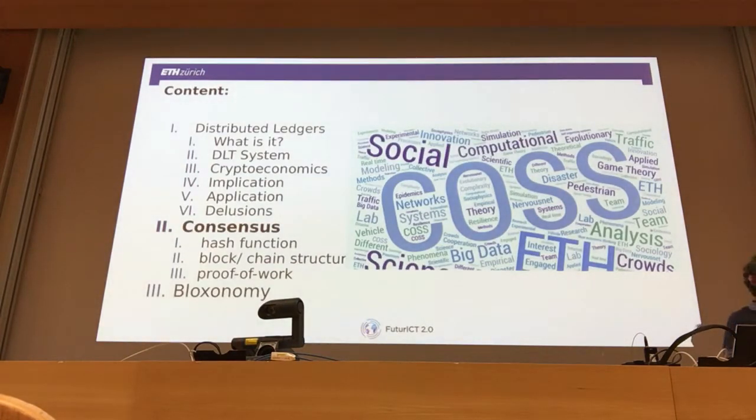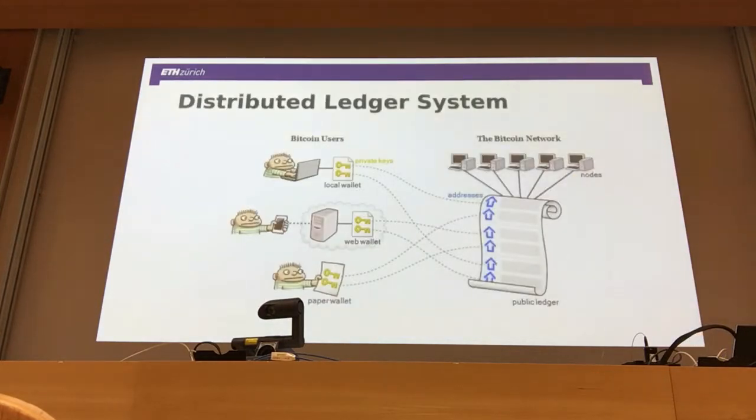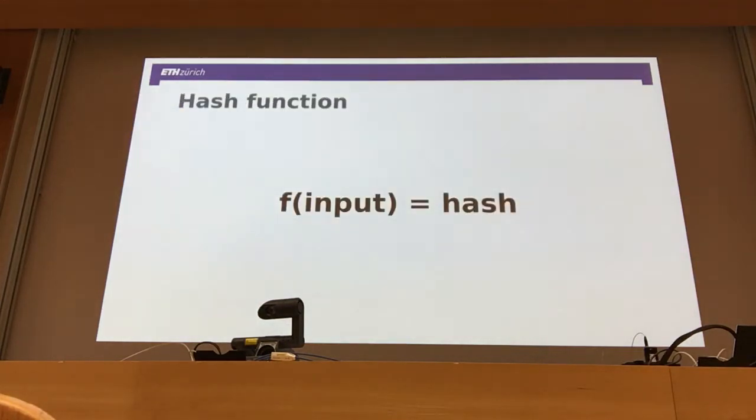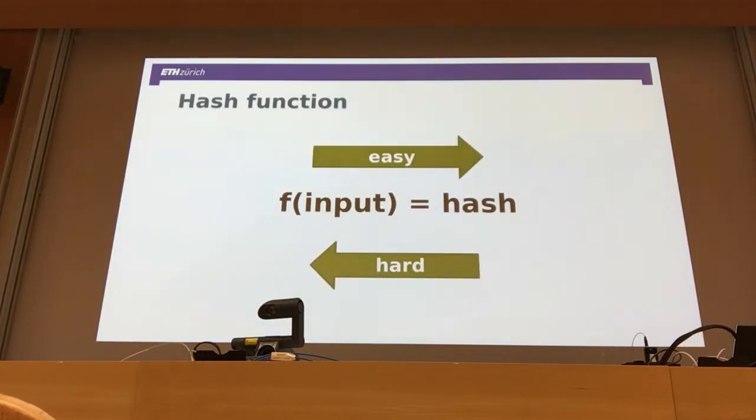Okay, very quickly, now we come to the consensus. This will be a little bit technical, but just very briefly. If you're part of such a thing, you should at least have a small feeling for how the consensus works. The consensus, just to remember, is the act of writing to the distributed ledger. It's basically the mechanism of writing entries to this distributed ledger. To understand this, we need to know what the hash function is. The hash function is something which is easy to compute in one direction, but very hard to compute in the other direction.